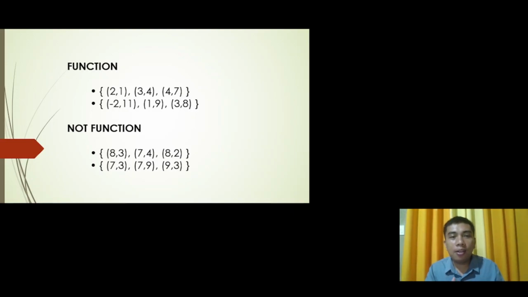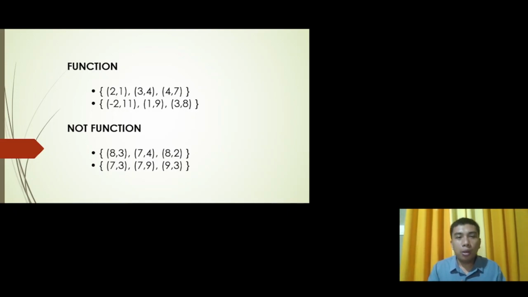But by the way, do you know what is domain? Domain, that is the set of all x. So the values of x here are negative 2, 1, and 3. And the set of all y, that is called range. So in this example, we have 11, 9, and 8. When we look at that, that is a function because the value of x is not being repeated.